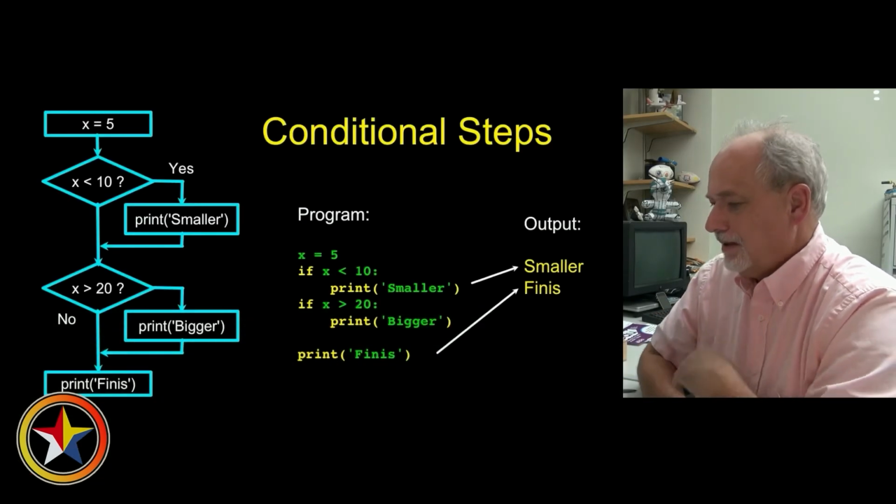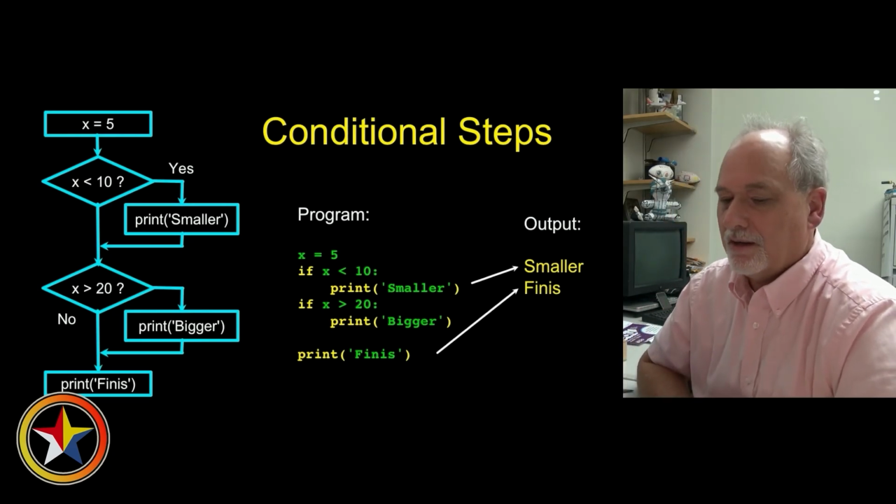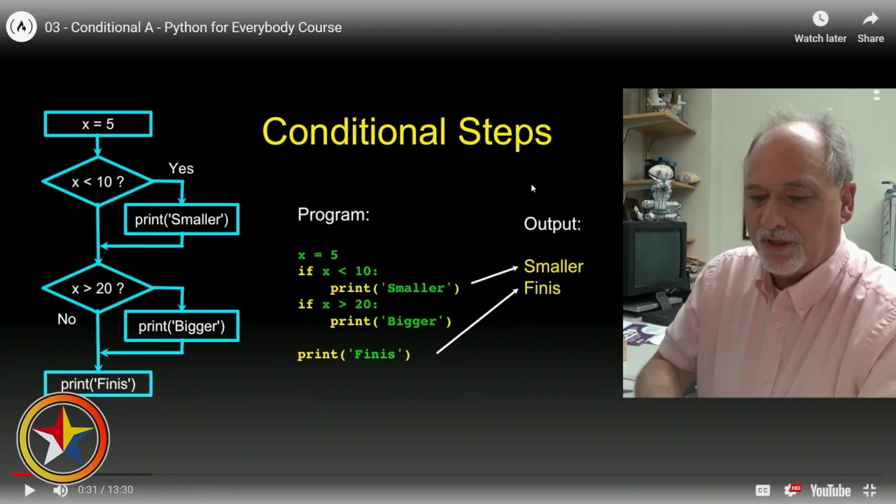So the conditional steps in Python are pretty straightforward. If you don't know about conditional statements like if statements, here's how it goes. We've got x equals 5. Is x less than or equal to 10? If yes, we're going to print smaller, right? So x is the variable, it equals 5. If x is less than 10, we'll print smaller. If x is bigger than 20, we're going to print bigger. So it's not bigger, it's smaller. So we're going to print out smaller.